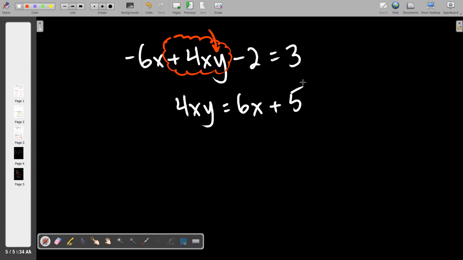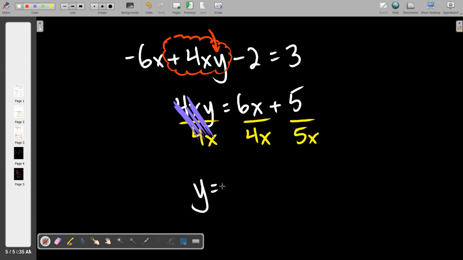And this is where the revelation sort of comes in. What do we have to do to get y by itself? We divide everything by 4x. And it's at that point that you realize that, Houston, we have a problem. These 4x's over here are going to cancel out. And we say, we're done, mission accomplished. But do you see how those x's wash out? They cancel, don't they? That's kind of cool.